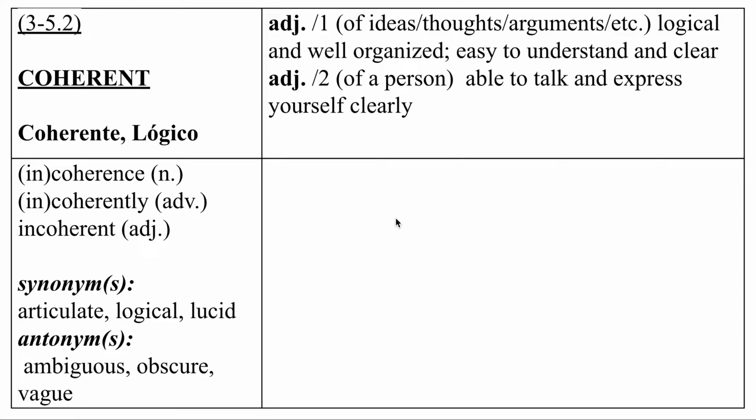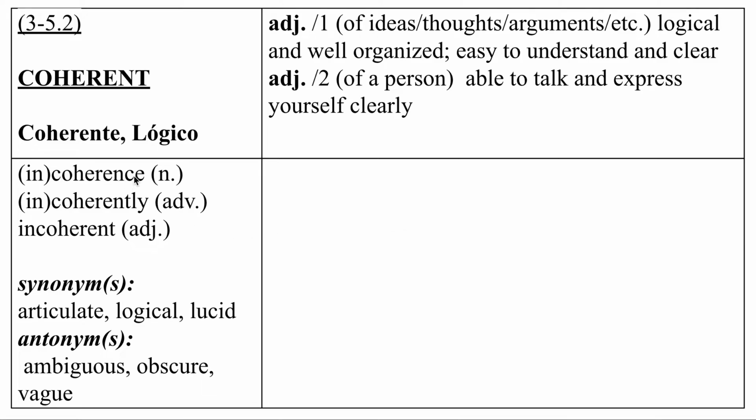And so Spanish translations, coherente or lógico. Lógico in Spanish has 2 parts of speech. Lógico in Spanish can be an adjective or a noun. So just to remind you, this word is an adjective, so it's only the adjective meaning of lógico or coherente, if you know that word in Spanish. And like I said before, it means logical and well-organized, describing ideas or describing a person who can speak in that logical, well-organized way.